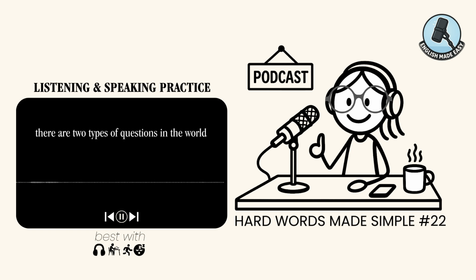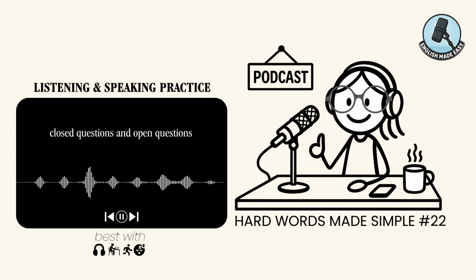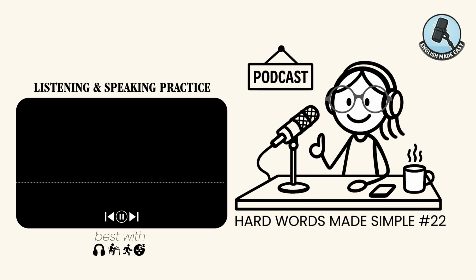There are two types of questions in the world, closed questions and open questions. A closed question can be answered with a single word, usually yes or no. For example, are you having a good time? Did you see the game last night? Do you like this music? These questions are conversation killers. They close the door that you just worked so hard to open.